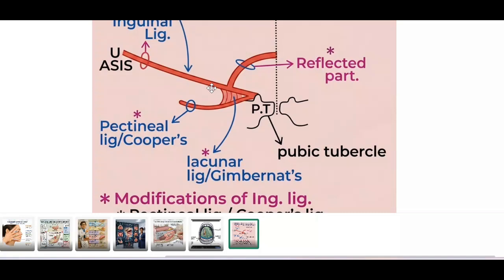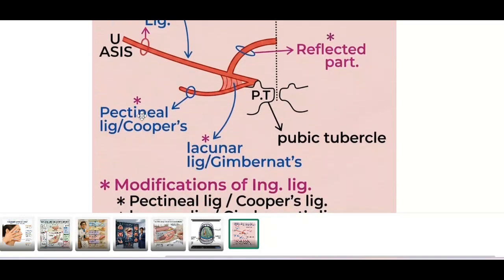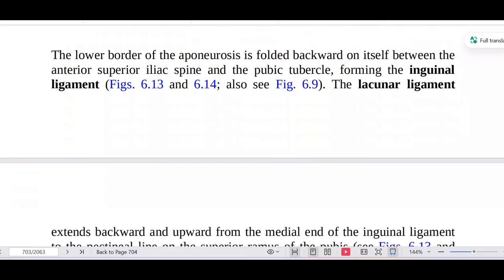Now some part of the inguinal ligament medially is going to reflect upward and attach to the linea alba, and that part is called the reflected part of the inguinal ligament. So we actually have three modifications of the inguinal ligament. One is the lacunar ligament, another is the pectineal ligament, and the third is the reflected part of the inguinal ligament. Okay, now let's read this from the textbook.